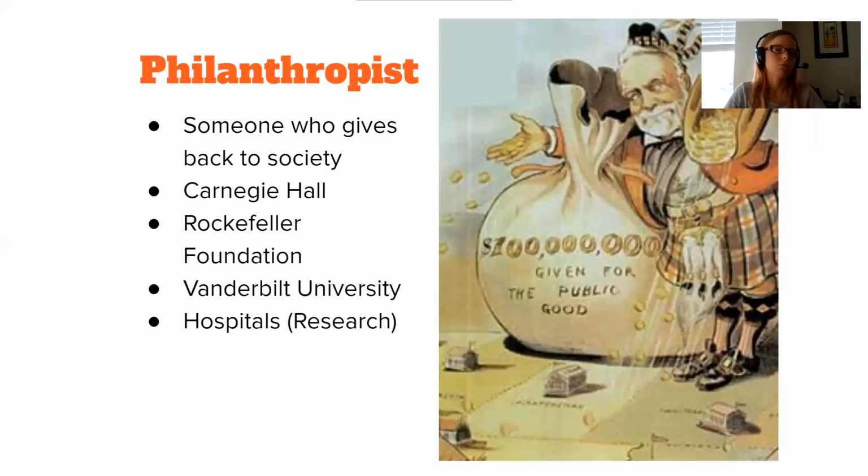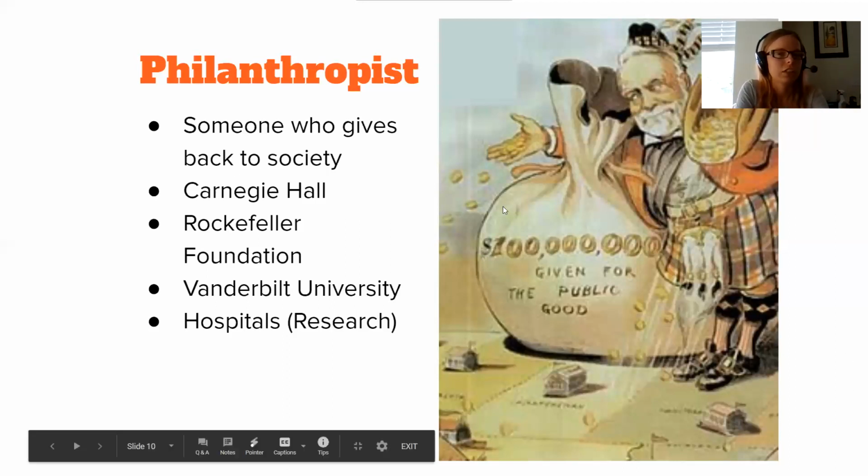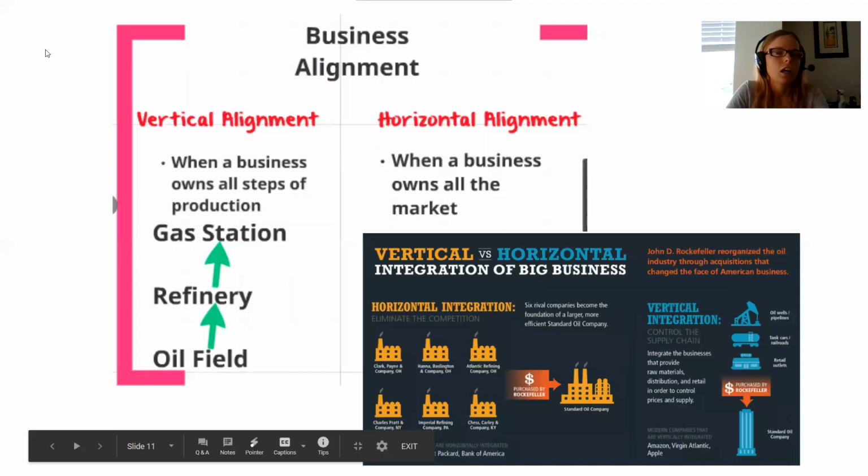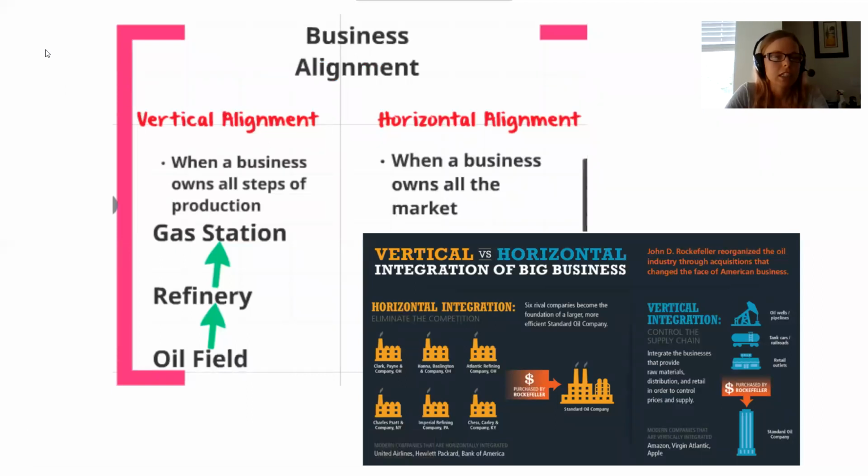But remember, philanthropy, you're giving back, kind of like charity. All right, now to form a monopoly, there are two ways. There is the vertical alignment strategy and the horizontal alignment strategy, or I guess you could just be born with it. So I guess there's a third way. Vertical, going vertically, okay, that's where you own every stage of production.